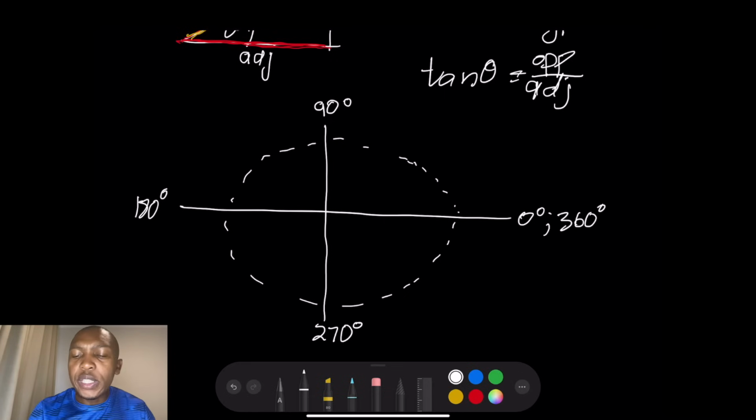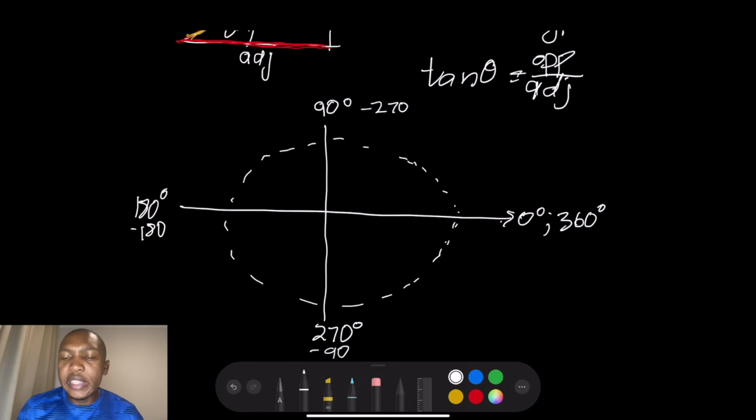Now, you can also measure an angle clockwise. However, once you go clockwise, the angle becomes negative. So in this case, that would be 0 over there, and then you go clockwise. Now 270 becomes minus 90, and 180 becomes minus 180, and 90 degrees becomes minus 270, and 360 becomes negative 360 as well. So in a sense, this is what our Cartesian plane looks like.